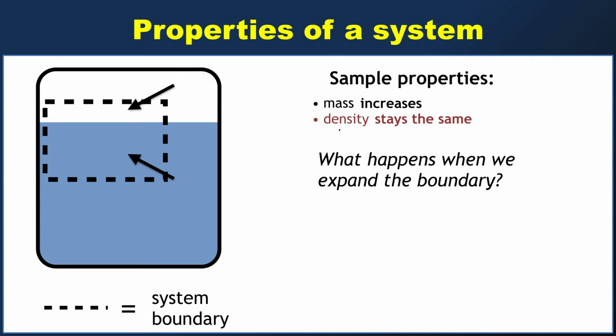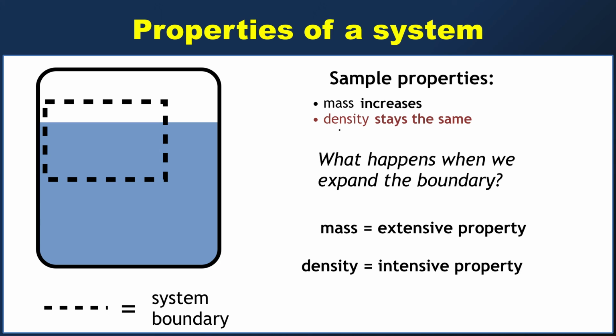So what we would say is that when we increase our system size, the mass increases, but density, again using this definition of just sort of a local density, stays the same. So we would refer to mass as being an extensive property, meaning that it does change with the size of the system, and is essentially the sum of all of the smaller system components, whereas density would be an intensive property. It doesn't vary with the size of the system that we consider.